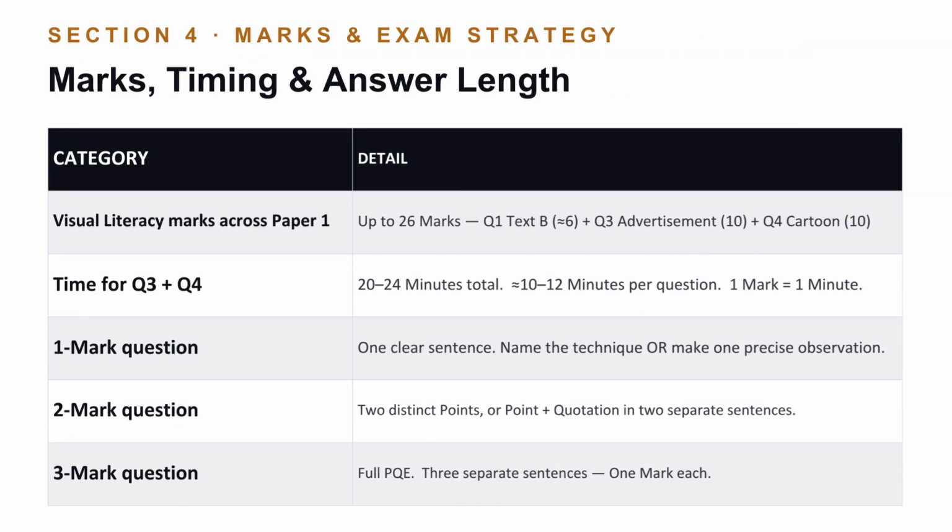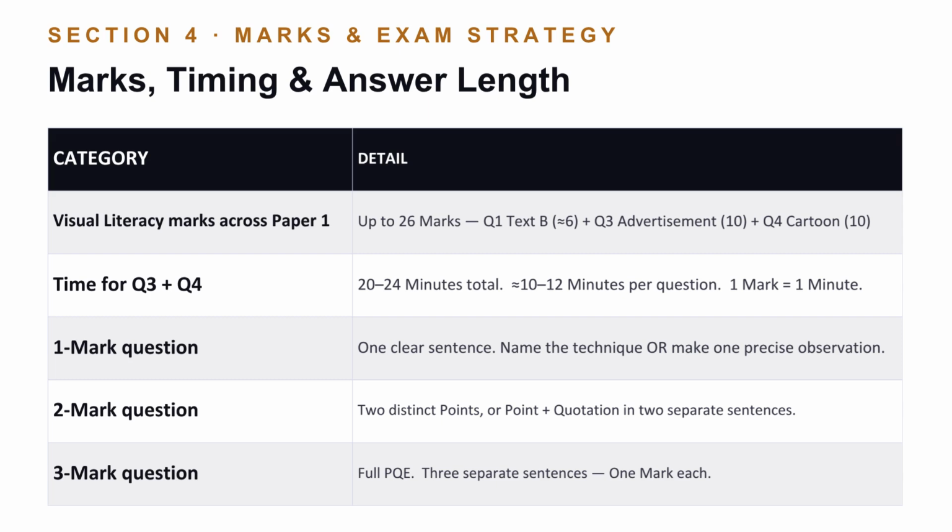Let's talk strategy. Because knowing the content is one thing, using your time well in the exam is another. Section C totals 40 marks. Question 3, advertisement, 10 marks. Question 4, cartoon, 10 marks. Question 5, 20 marks. Visual literacy marks total up to 26 marks across paper 1. Question 1, text B, 6 marks, plus question 3, 10 marks, plus question 4, 10 marks.